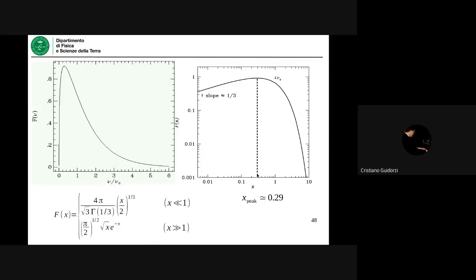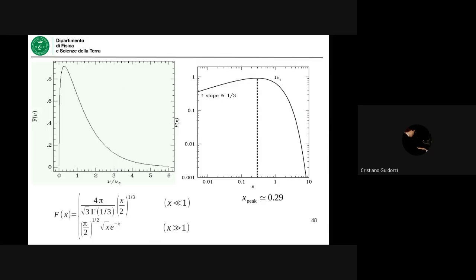Now you appreciate the role, the importance of critical frequency, because it tells you the frequency range at which most of the energy is emitted, and so the frequency of the photons that are mostly produced. So an electron emitting synchrotron radiation will emit photons of, in principle, any possible frequency, but most of them will have a frequency comparable with the critical frequency.